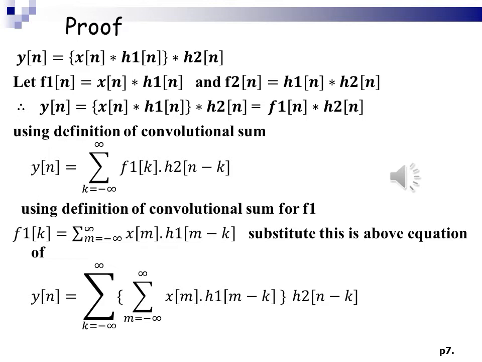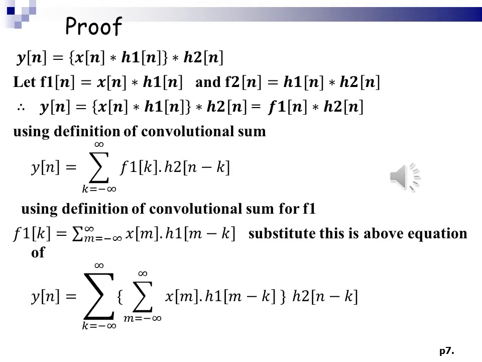Now, as per the statement, y of n is equal to x of n convolved with h1n, and this whole bracket is convolved with h2n. So x of n convolved with h1n can be replaced by f1n, as we have assumed. That's why y of n is equal to f1n convolved with h2n. Now let's use the definition of the convolution sum. So y of n is equal to summation k goes from minus infinity to infinity f1k into h2 of n minus k. Now let's use the definition of f1k. What is f1k? f1k is the convolution of x and h1. So f1k is equal to x of k convolved with h1 of k.